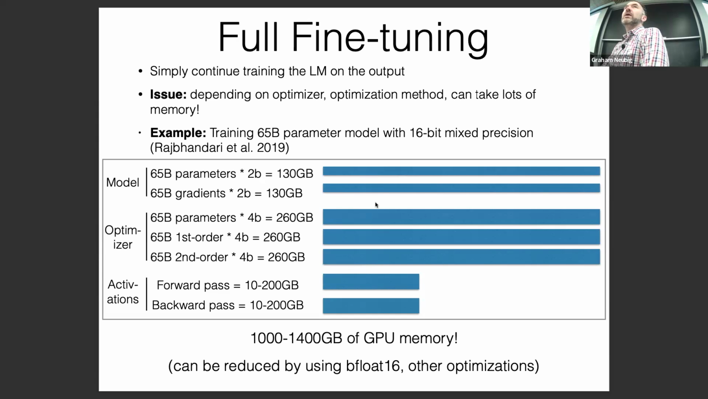So we can get away with about 8 bytes per parameter we want to optimize, but that's still a lot of memory. That's 130 gigabytes of memory for a 65 billion parameter model. And the forward and backward passes still take space as well. So basically what I want to say is full fine-tuning is pretty memory intensive.